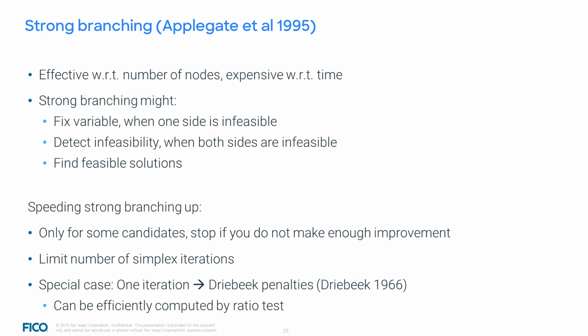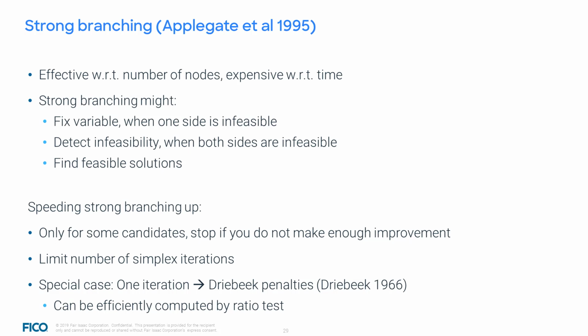Moreover, strong branching might have a lot of useful side effects. It might change bounds when it finds one of the two sides to be infeasible. For example, after branching on a binary, if one of the strong branches is infeasible, the variable can be fixed to the opposite side. It might even detect infeasibility when both sides are infeasible and then cut off the current node. And, of course, it might also find feasible solutions. There are various ways how to speed up strong branching. It is indeed rarely applied in the pure fashion.